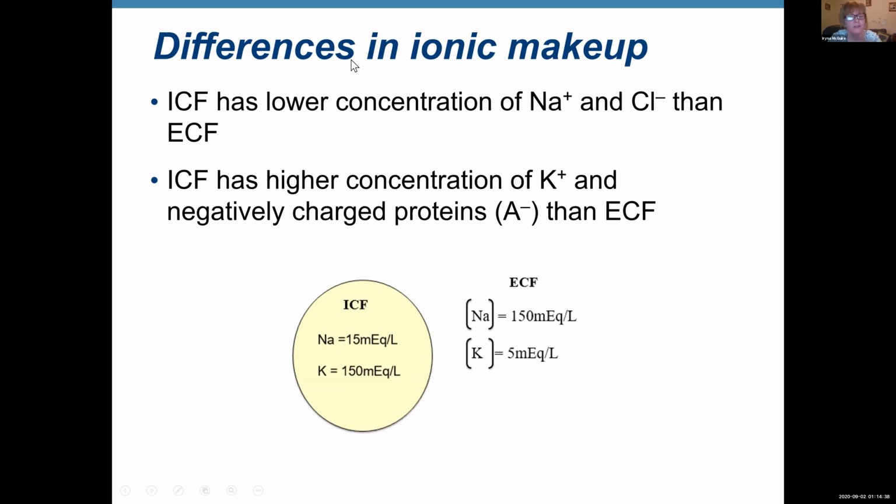Okay, so here now we go into details. Differences in ionic makeup. Inside the cell, we have a high concentration of potassium, and outside, a high concentration of sodium. You see over here, sodium outside is 150 milliequivalents per liter, and inside it's only 15. But potassium inside is 150 and outside is 5. So that's our differences in ionic makeup.